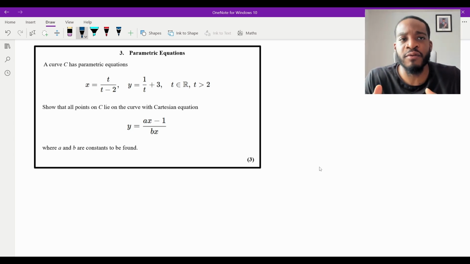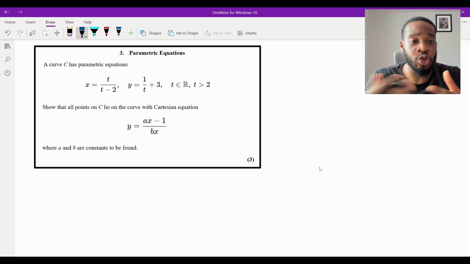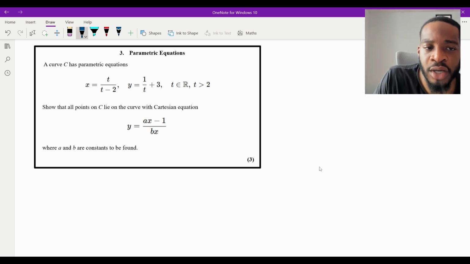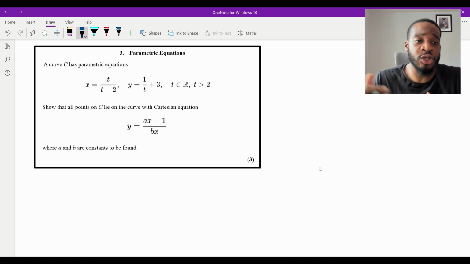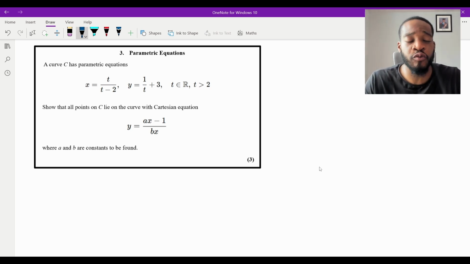And there's two types of classifications I like to do with these types of questions. The first one is when you've got to just use algebra, essentially, just rearrange to get it in the form. And the other ones, which are a bit harder, are the trigonometric expression ones, where you've got to use identities to get it into Cartesian form. So we're not doing the latter, we're doing the former, right? Because there's no trig involved here.